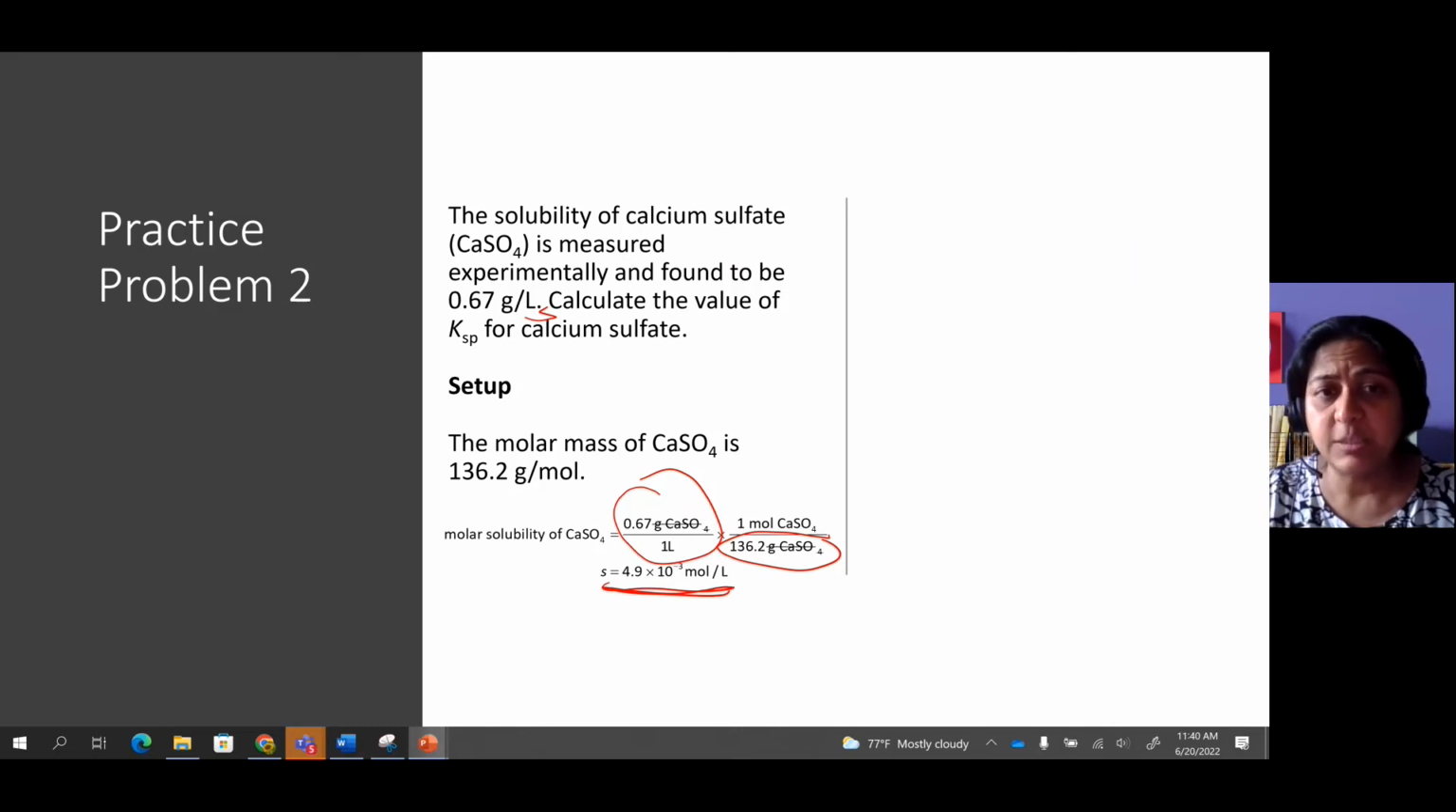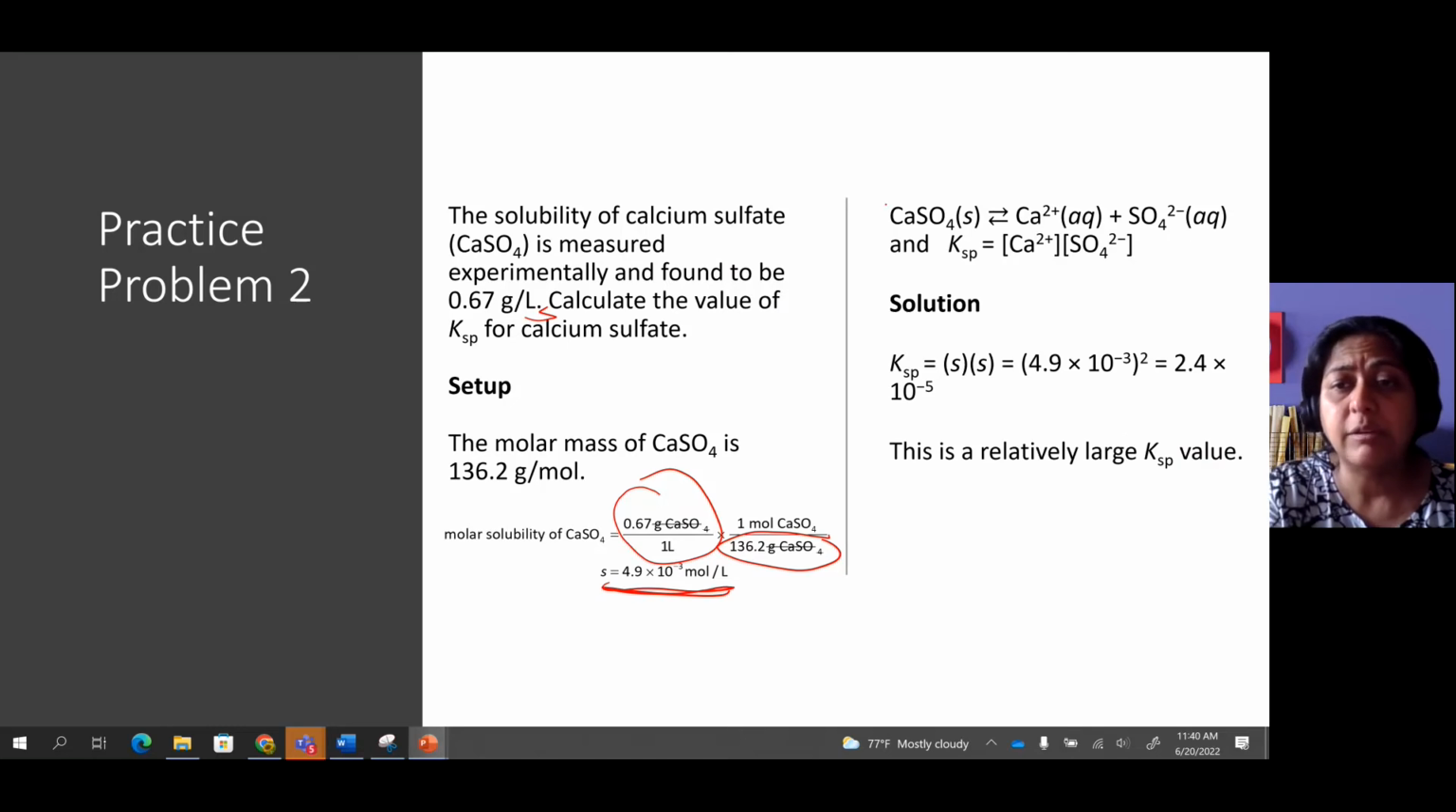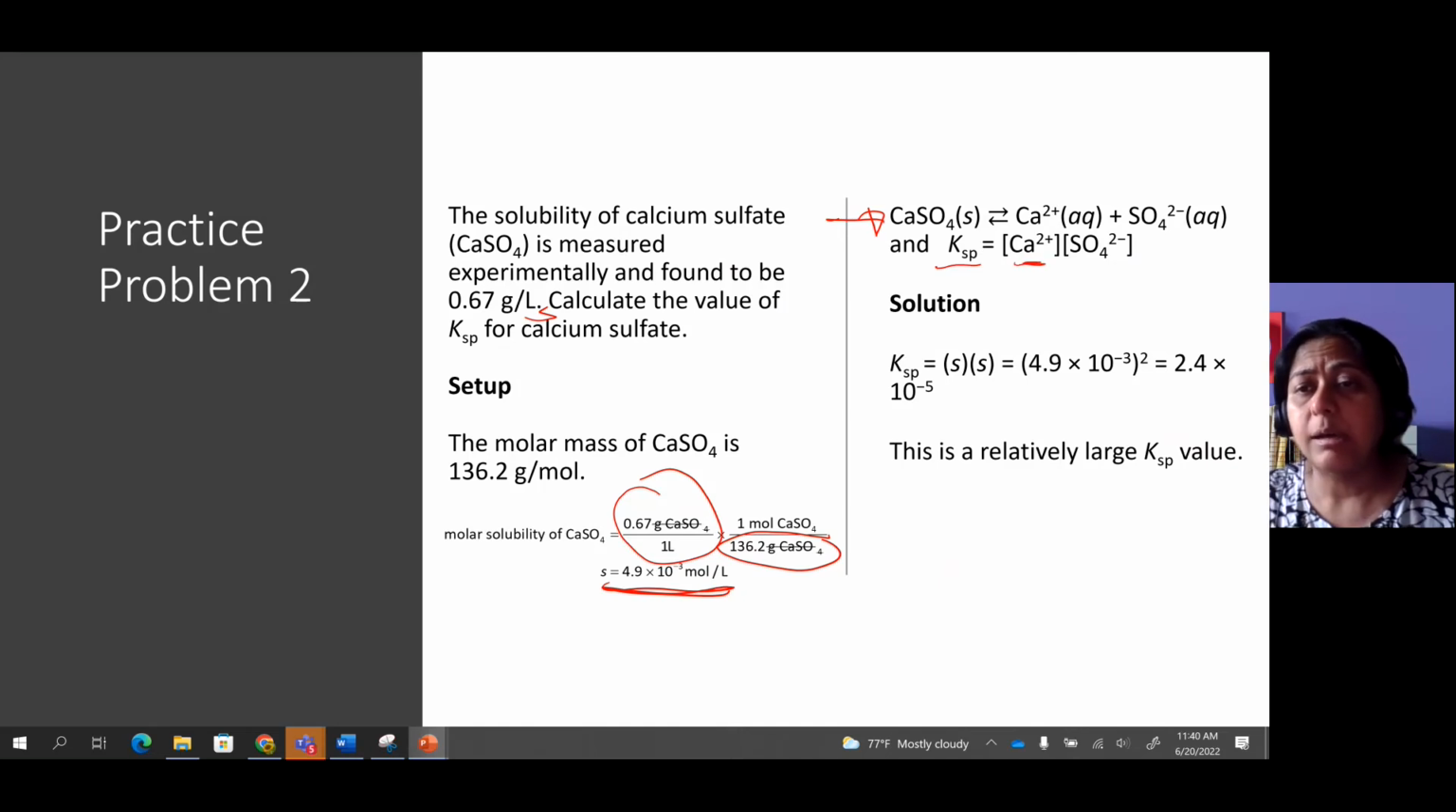In order to find the Ksp, we need to write the balanced chemical equation for the dissociation of calcium sulfate into its ions in water. So Ksp can be written as the concentration of the calcium 2 plus ions multiplied by the concentration of the sulfate ions. So Ksp equals S squared, and it is obtained as 2.4 times 10 to the negative fifth.